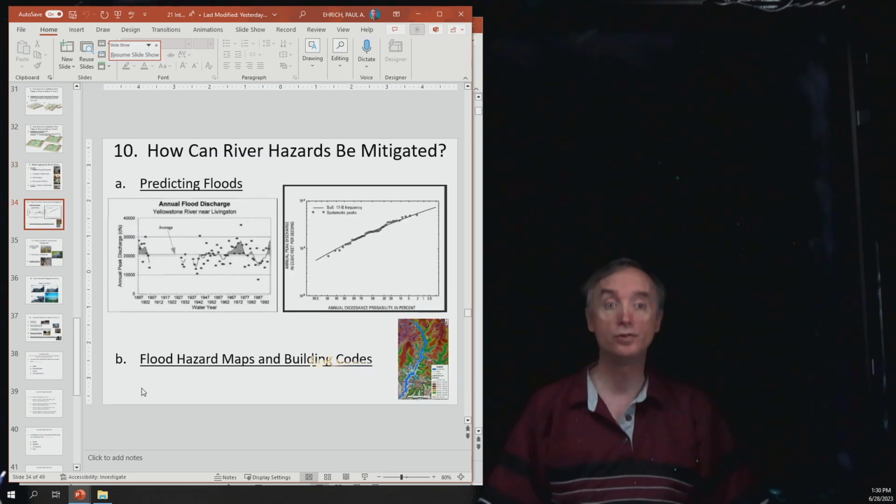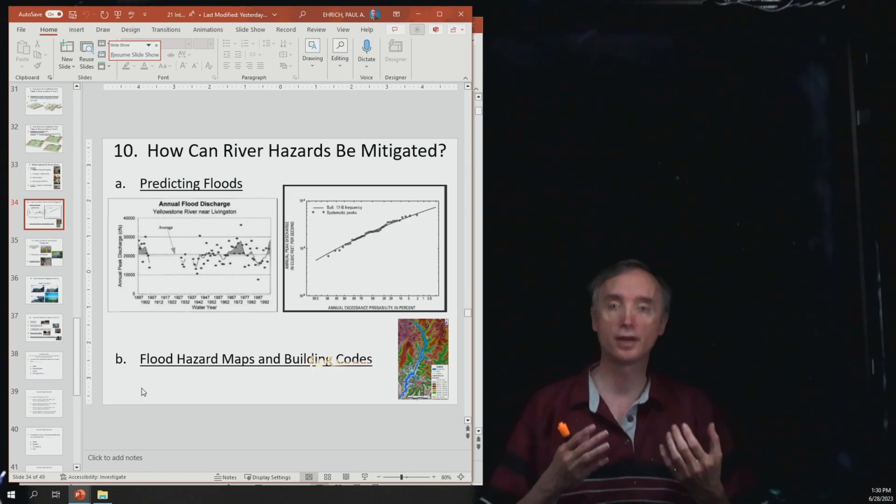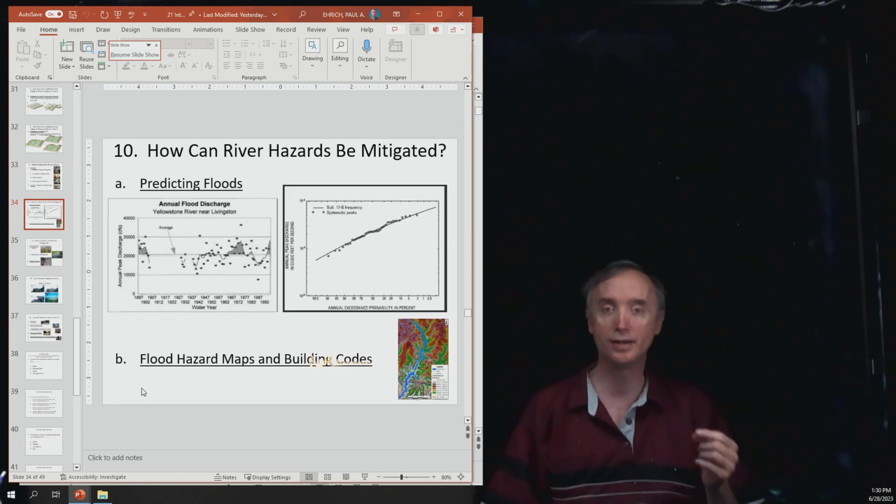Okay, then what do we do about it? So how do we mitigate these hazards? So the first one is to be able to predict when the flooding is going to occur. So I've got two graphs here, which if I was doing a test on this, I might give you one of those graphs and ask you to interpret information that's on it.